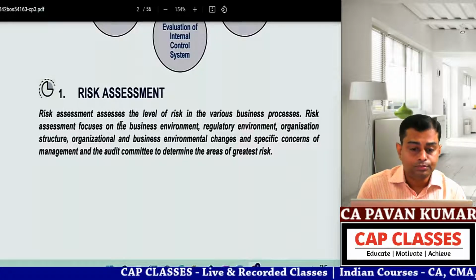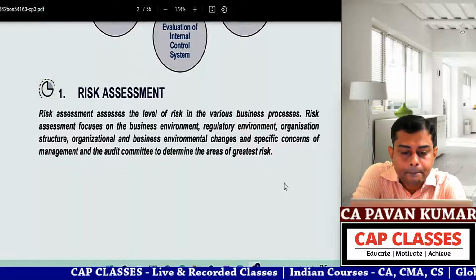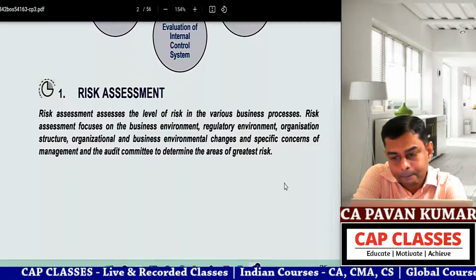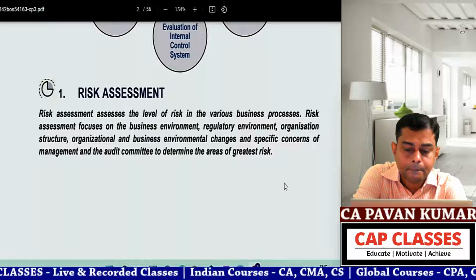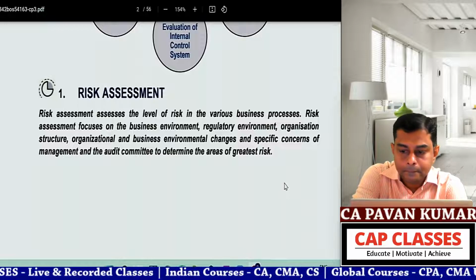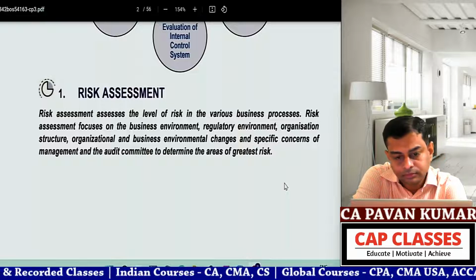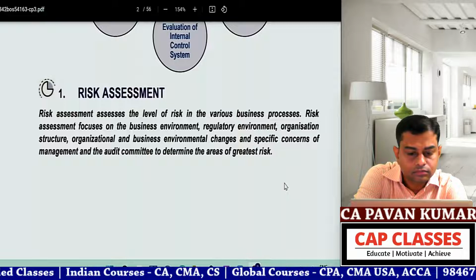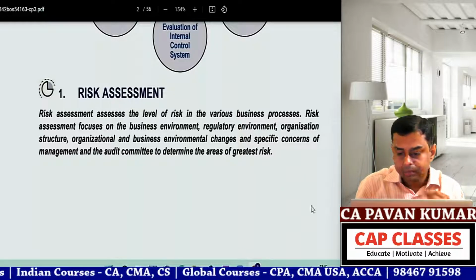Now Adarsh, can you read this first para? Risk assessment assesses the level of risk in the various business processes. Risk assessment focuses on the business environment, regulatory environment, organization structure, organizational and business environmental changes, and specific concerns of management and the audit committee to determine the areas of greatest risk.